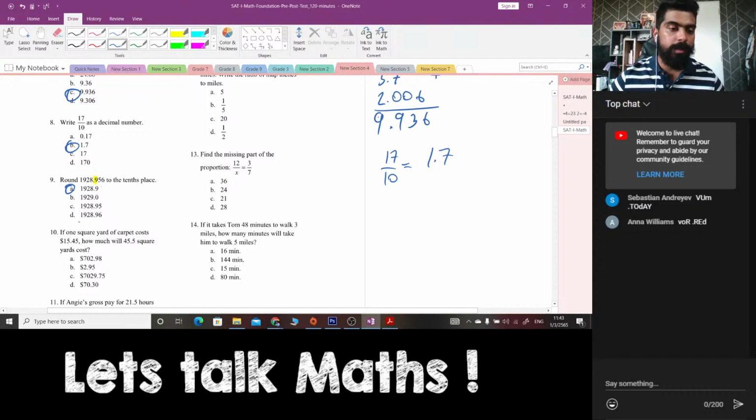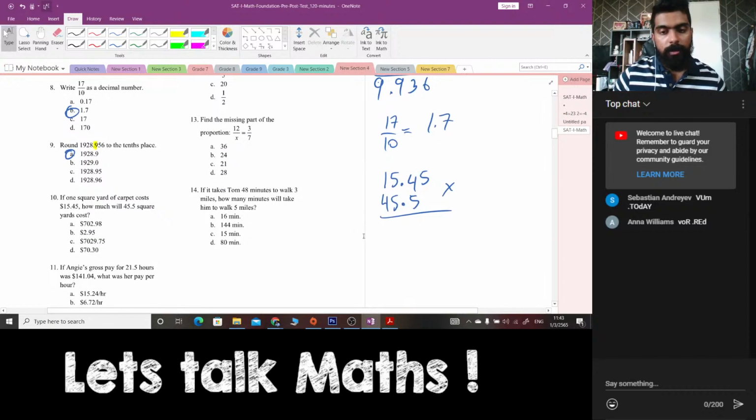Alright, here we go. If 1 square yard of carpet costs 15.45, how much will 45.5 square yards cost? So what we have to do is multiply, right? So we have 15.45 multiplied by 45.5. Alright guys, 45.5. Now let's start multiplying it.